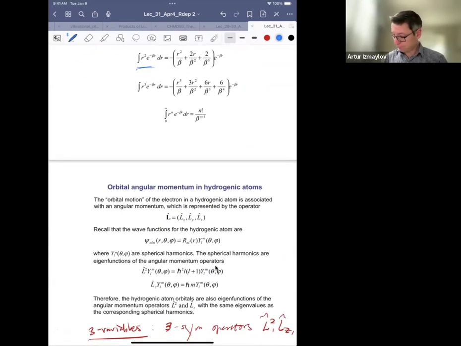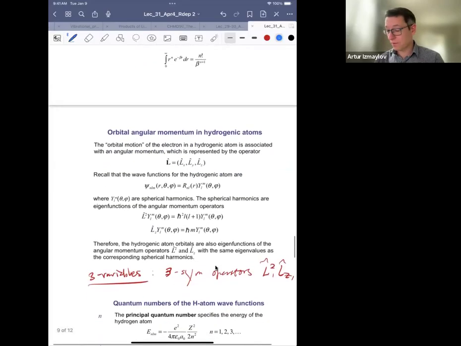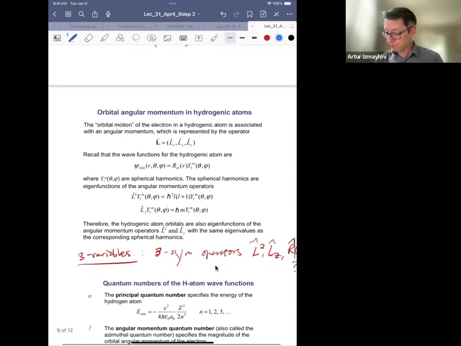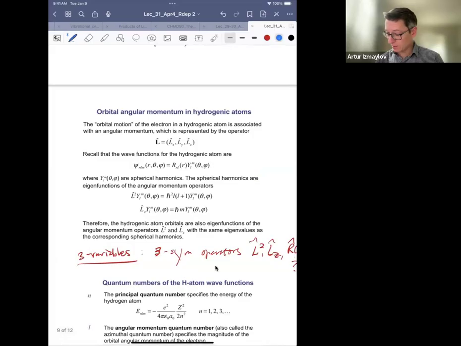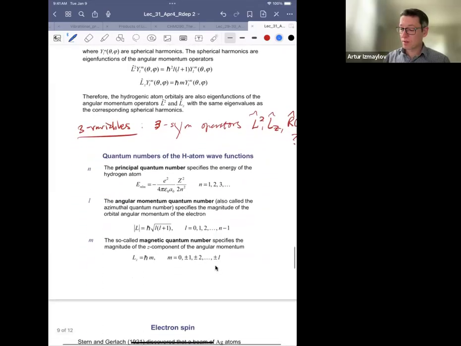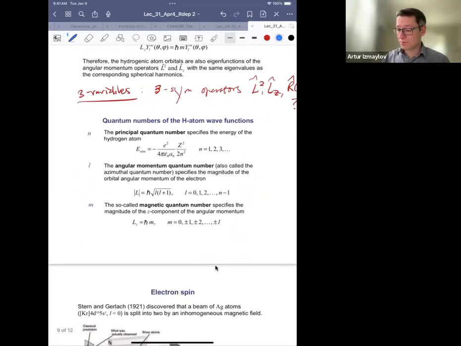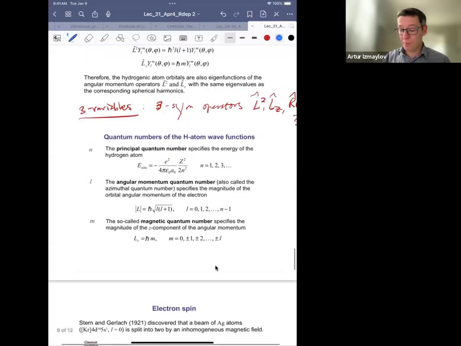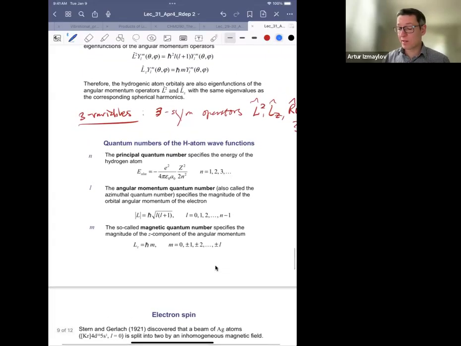And the only other thing that I wanted to highlight is that we talked about angular momentum in the hydrogenic atom. We talked about Lz and L squared being symmetries. And this is just a review of the quantum numbers n, l, m. Where do they come from? m from Lz, l from L squared, and n is from the radial part, the principal quantum number, right?